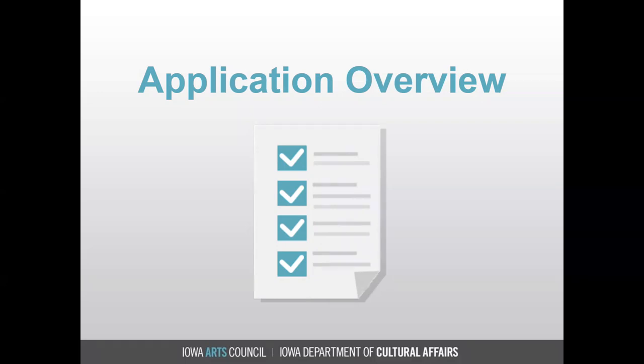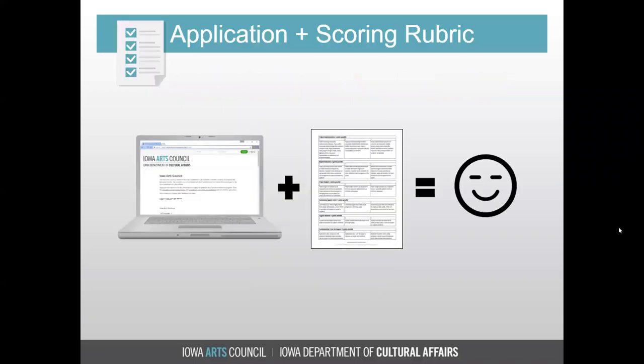Now let's take a look at the content of the application as it relates to the scoring rubric. The scoring rubric included in the guidelines for the Iowa Great Places Program is what the panel will use to review your application. You will notice that each section of the rubric corresponds with each section of the application. And other than contact information, we do not ask you to provide anything that will not be scored. If you keep your rubric handy while you complete the questions, you will have a better chance of addressing each piece of the criteria that the panel will use.